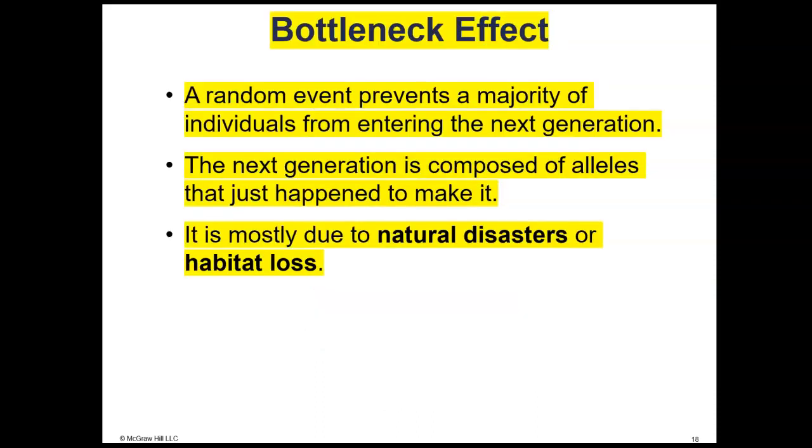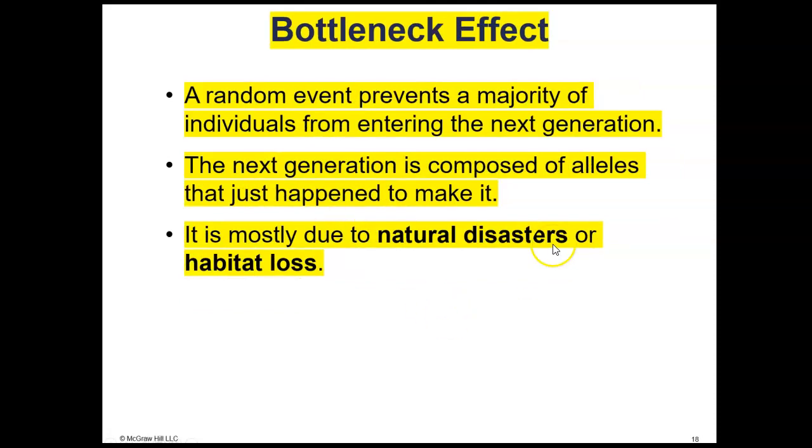The bottleneck effect is a random event that prevents a majority of individuals from entering the next generation. So natural disasters or habitat loss can lead to the bottleneck effect. This is when the next generation is going to be composed of alleles that just happen to make it. So many times when only a few individuals of a population survive, the alleles that survive are not representative of the original population.